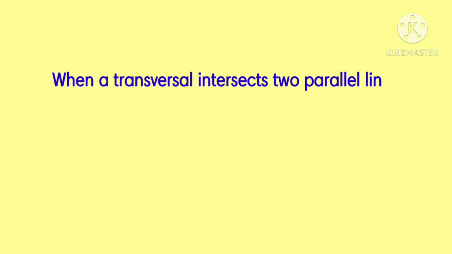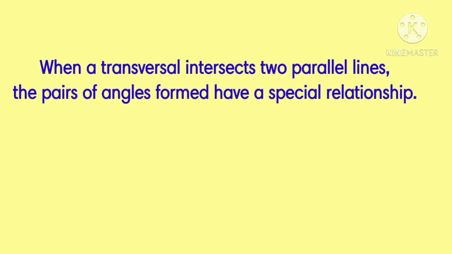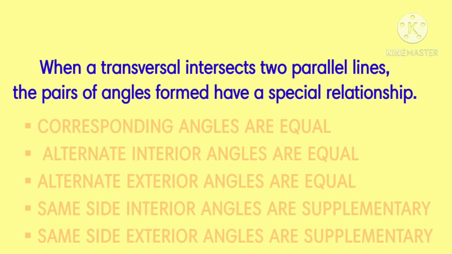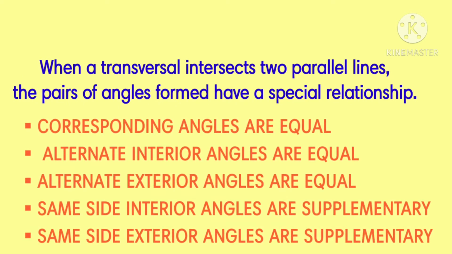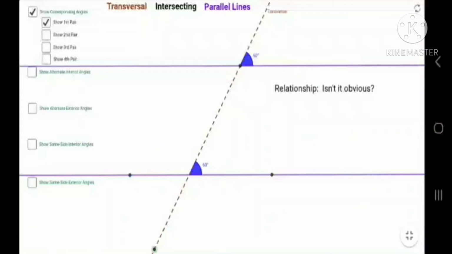When a transversal intersects two parallel lines, the pairs of angles formed have a special relationship: corresponding angles are equal, alternate interior angles are equal, alternate exterior angles are equal, same side interior angles are supplementary and same side exterior angles are also supplementary. Now let's see the special relationships among the various types of angle pairs formed when a transversal intersects parallel lines.